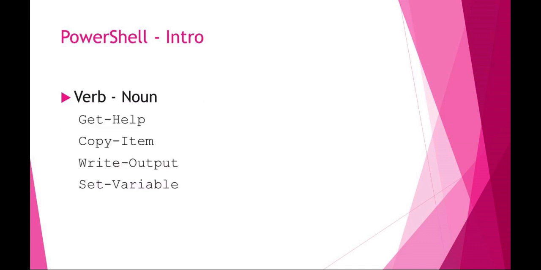The idea to keep in mind is that PowerShell uses this verb-noun sort of idea. So it's a verb followed by a noun. So in PowerShell, these are all valid PowerShell commands. You want to get help, or you're going to use PowerShell to display a variable to the screen, you would write output variable name. Or if you wanted to set a value to something, you would say set variable and then set it. So it's this verb-noun sort of syntax.